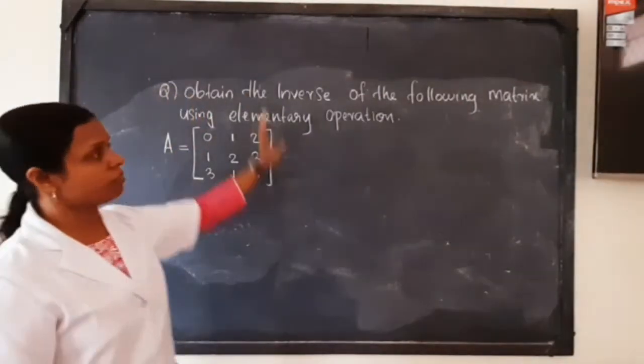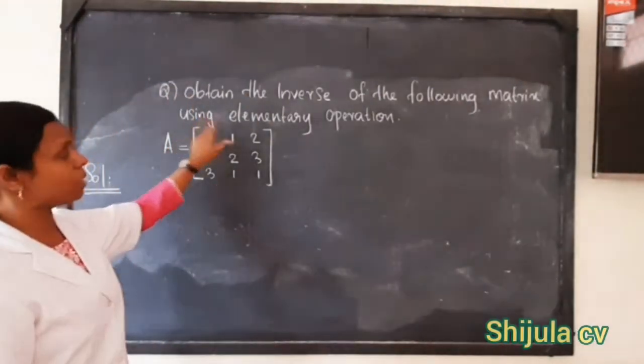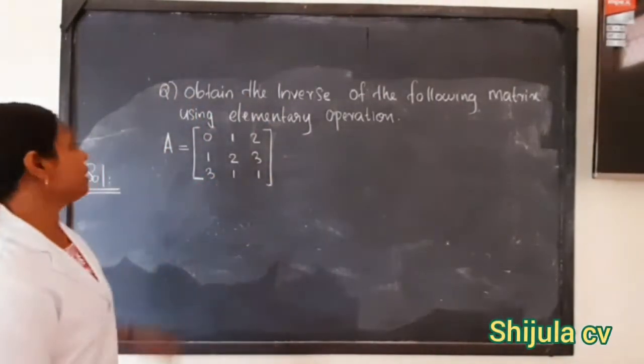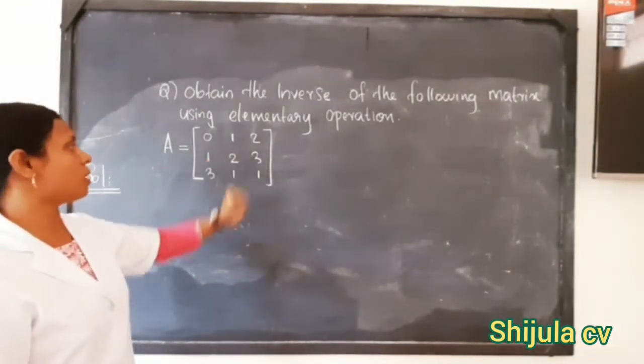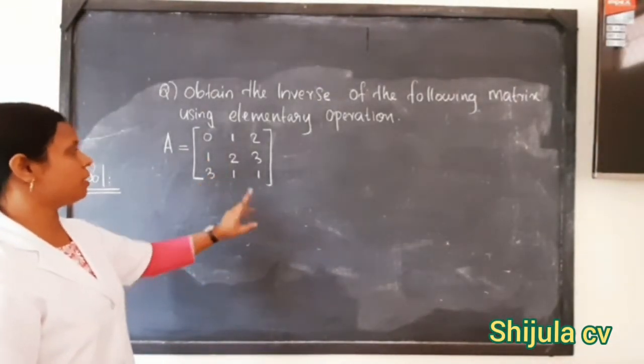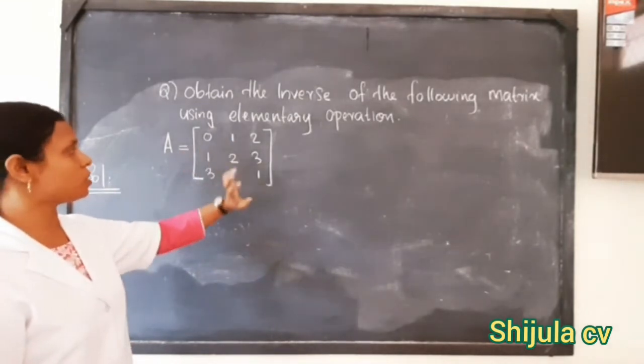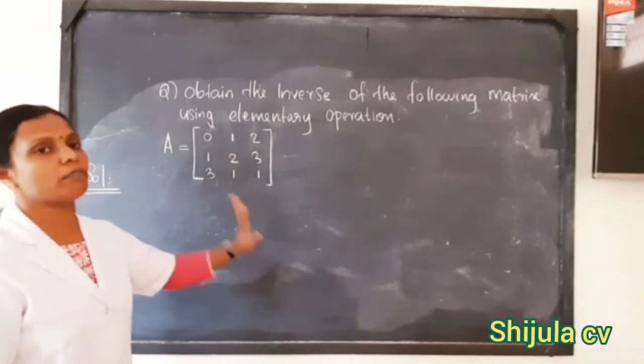Question. Obtain the inverse of the following matrix using elementary row operation. A is equal to the matrix 0, 1, 2, 1, 2, 3, 3, 1, 1.